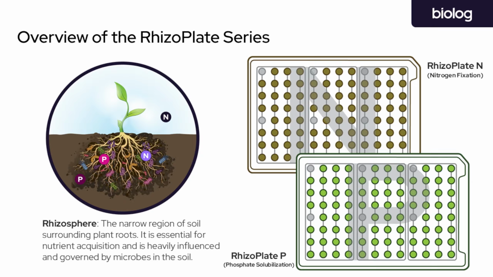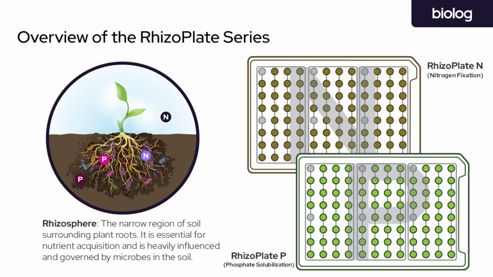Both of these assays give invaluable insight into the agricultural utility of candidates and communities, and also provide useful information about carbon source utilization, as each plate contains 30 different carbon substrates which can impact nitrogen fixation and phosphate solubilization. Today we'll be focusing on RhizoPlate P and phosphate solubilization, though RhizoPlate N uses the same software tools to assess nitrogen fixing.